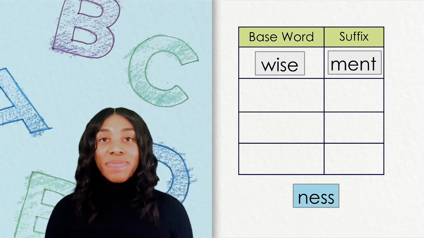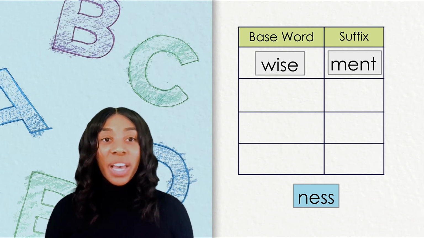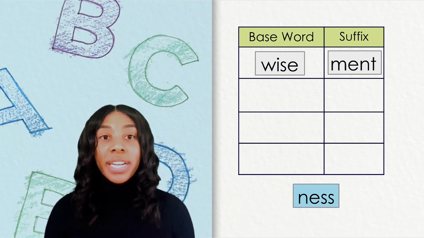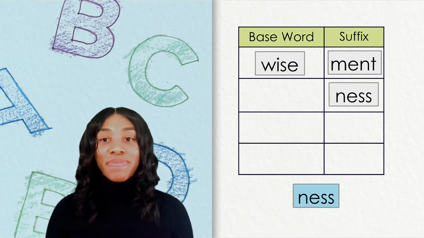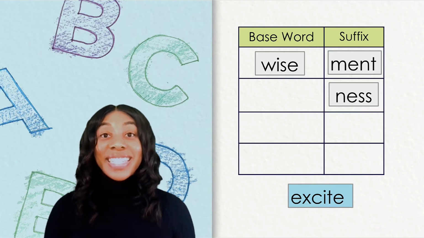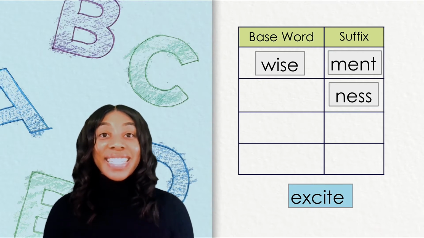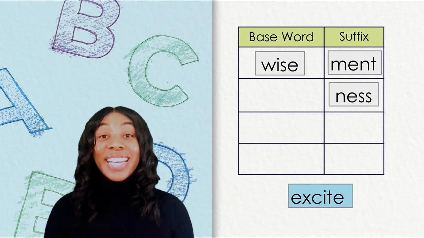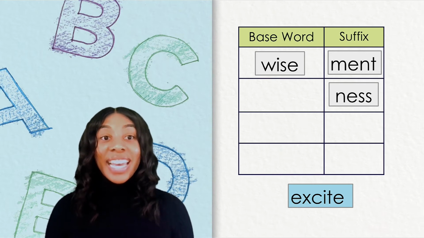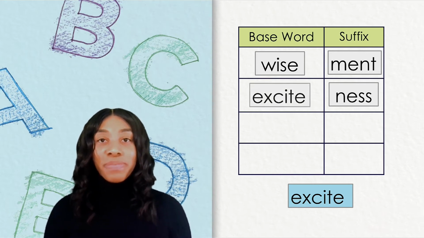Ness. Is ness a base word or a suffix? Ness is a suffix. We can add it to the end of a base word to mean a quality or state of being. Excite. Is excite a base word or suffix? Excite is a base word. It has its own meaning all on its own.